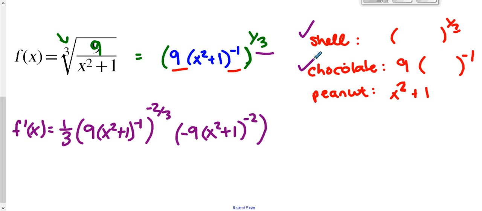Now the peanut. So we have x squared plus 1. We take the derivative, and it's 2x. Okay, so we've done that. We've checked off all of our things. We've taken the derivative of all 3. We had 3, and we took the derivative of 3. We're good. We have finished this derivative.